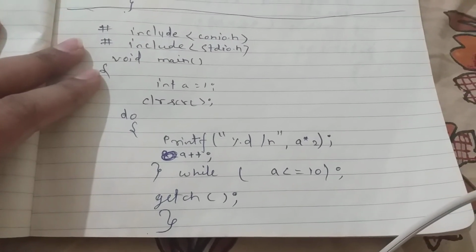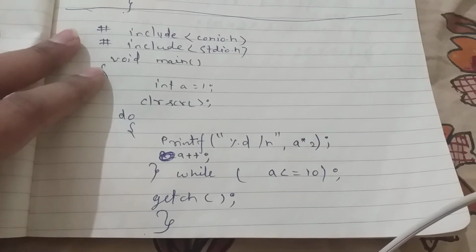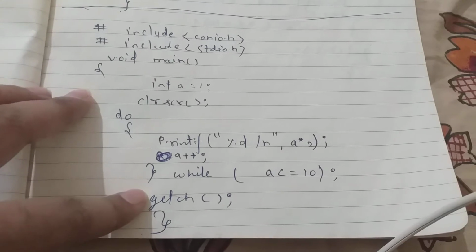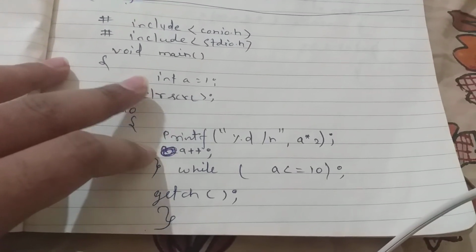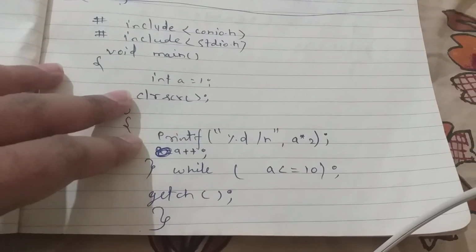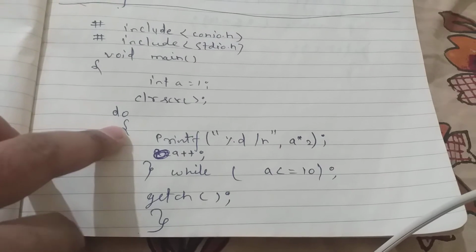As a basic structure of a C program, we have included header files, and after that we have the main function. Inside the main function we have an integer type variable a starting from 1. After that, the clear screen function. After that, the do while loop.